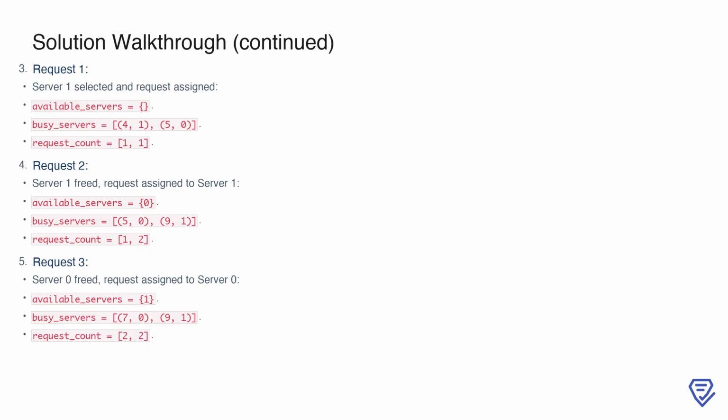When the third request arrives at time 5, server 1 has become free and is selected for this request. Server 1 is marked as busy again until time 9, and the busy_servers heap reflects its new busy time. The available_servers set is updated to include server 0, and request_count indicates that server 1 has now handled 2 requests.